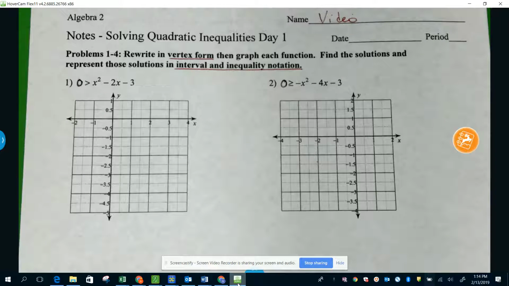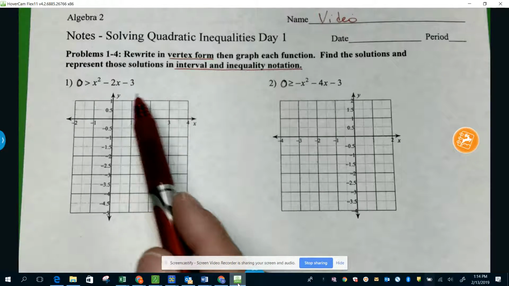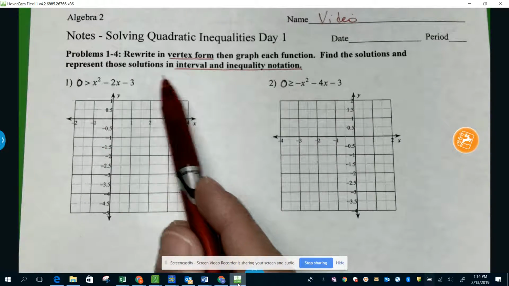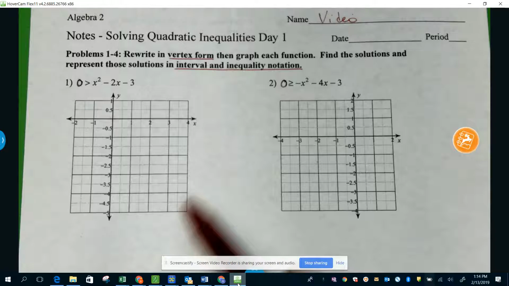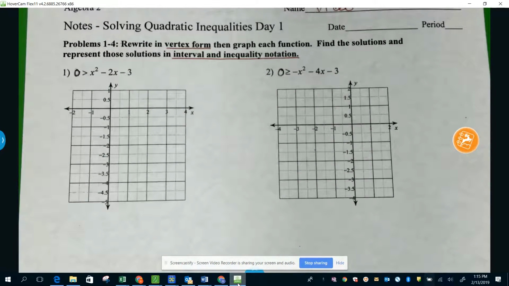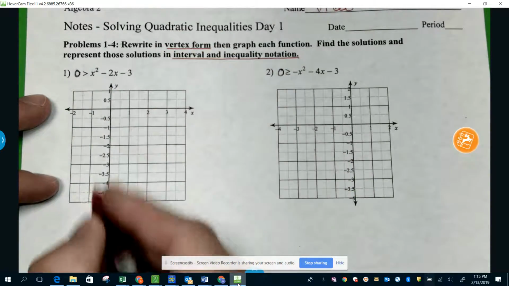Okay, today we are solving quadratic inequalities. The front page here says that we're going to rewrite these inequalities in vertex form, and then after we've graphed it, we are going to represent the solutions in both interval notation and inequality notation. So here we go. We've got to transform the standard form into vertex form, so I'll go ahead and do that down here.